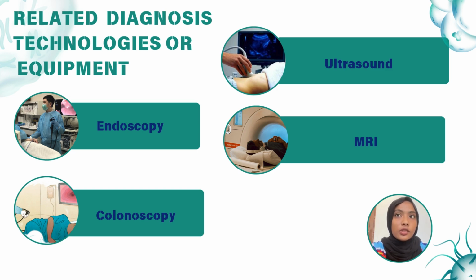A device uses sound waves to make images of organs like the liver and gallbladder, helping find things like blockage or stones. And the last one is MRI. A machine uses magnets and radio waves to take detailed images of soft tissues like the liver and intestines for finding issues like growth or blockage.